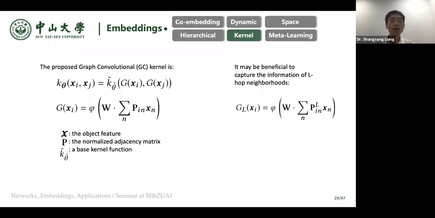After we map the feature and the structure into the space, we use the graph convolutional neural network algorithm to get the final embedding of the nodes. That is the main contribution of the paper. But for more information, you can ask me to get the paper.